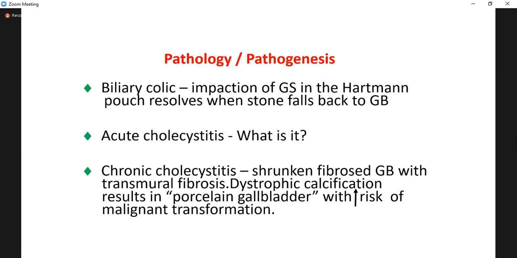Okay. So chronic cholecystitis happens following acute cholecystitis if you don't operate. In chronic cholecystitis, you get a shrunken fibrous gallbladder. Because of repeated, chronic inflammation, the gallbladder is shrunken and fibrous, but the wall is thick with transmural fibrosis. That is why when you do a scan, you will see a thick gallbladder wall, compared to the first episode of acute cholecystitis or biliary colic, where you get a thin gallbladder wall. There's dystrophic calcification. You should know dystrophic calcification from pathology. You must have learned it. What are other types of calcification?